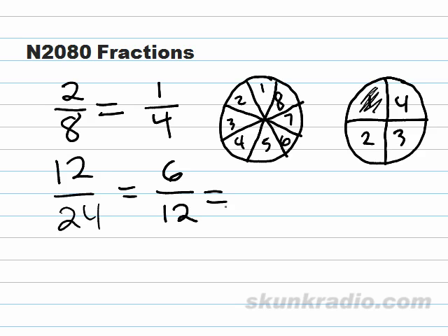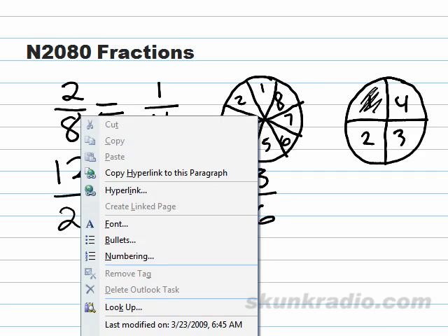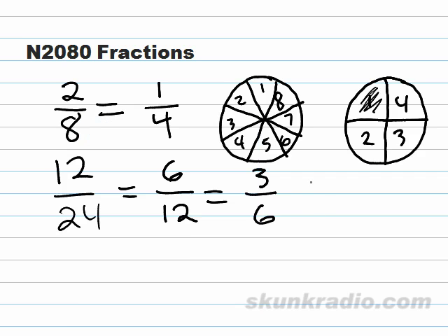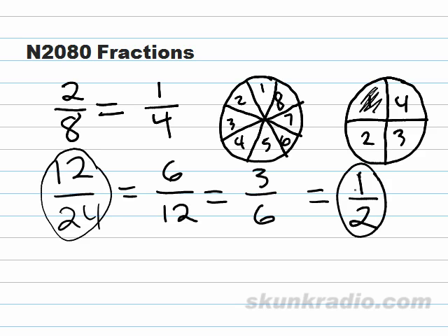Okay, and it looks like we're not done, right? Because I think we could use 2 again. 6 divided by 2 on the top is 3, and then 12 divided by 2 on the bottom is 6. And I don't think we're done yet. Even though I can't use the number 2 again, it looks like I could use 3, because 3 will go into 3 and 6 evenly. So 3 divided by 3 is 1. And then 6 divided by 3 is 2. So we can see that 12/24 is the same as 1/2.